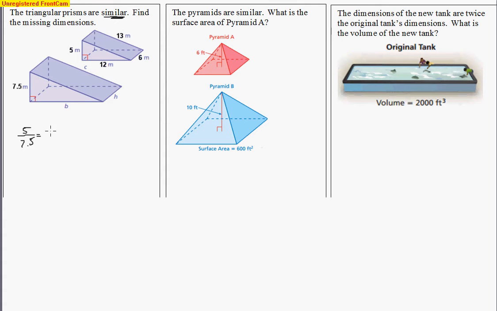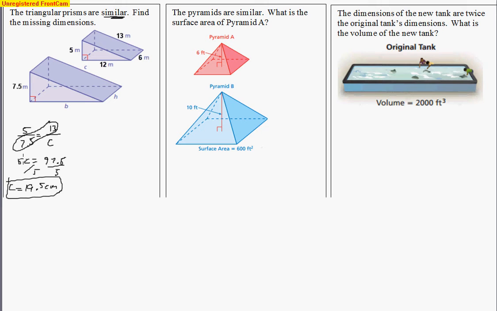So since the 13 and the 5 go together, I'm going to put the 13 on top and the C on the bottom. Cross multiplying gives me 5C equals, and then multiplying the 13 by 7.5 gives me 97.5. So when I do that division, dividing by 5, that gives me 19.5 centimeters. That's the value of C.